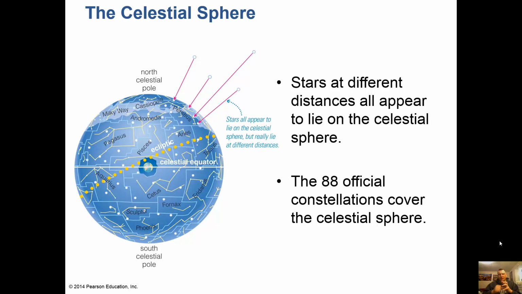It's kind of like the Earth, imagine the Earth with a plastic globe around it, and on that plastic globe is all the stars and all the constellations and all the planets. So stars at different distances all appear to lie on the celestial sphere. We make that adjustment just for simplicity. And the 88 constellations are all over the celestial sphere.